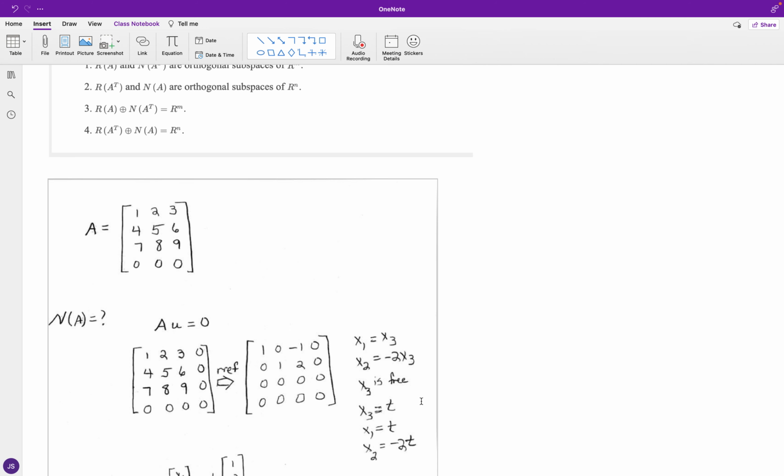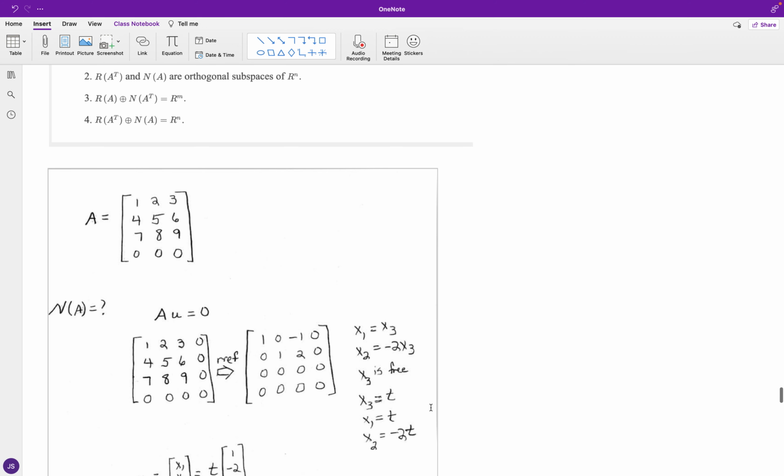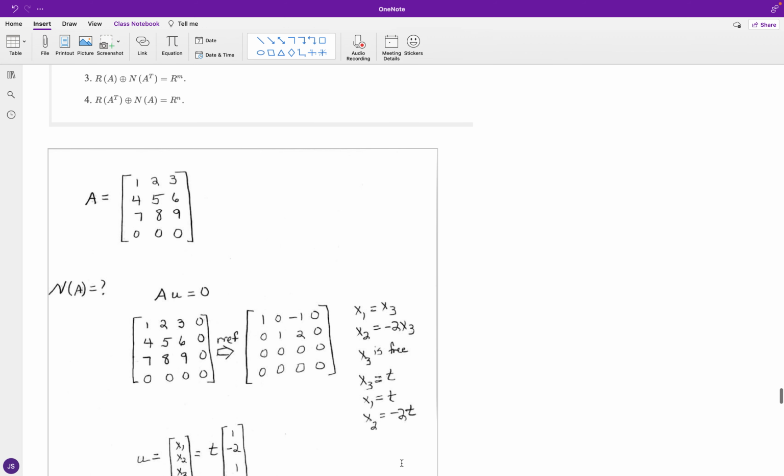I see there's nothing else in terms of x3 or any other variable, so x3 is going to be a free variable, and we can say that x3 is equal to t. If that is the case, x1 is also equal to t, and with x2 equal to negative 2 times x3, in terms of t, x2 is equal to negative 2t.